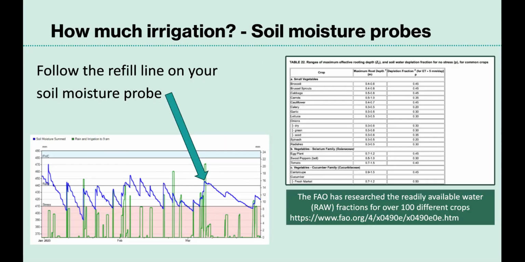You can also decide how much irrigation you'll need by using a soil moisture probe and irrigating when the soil gets dry.